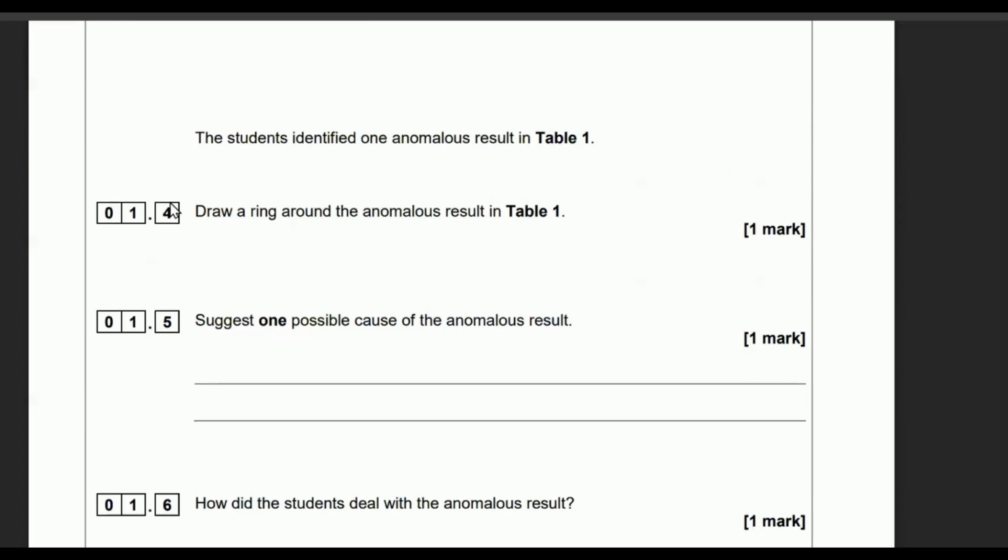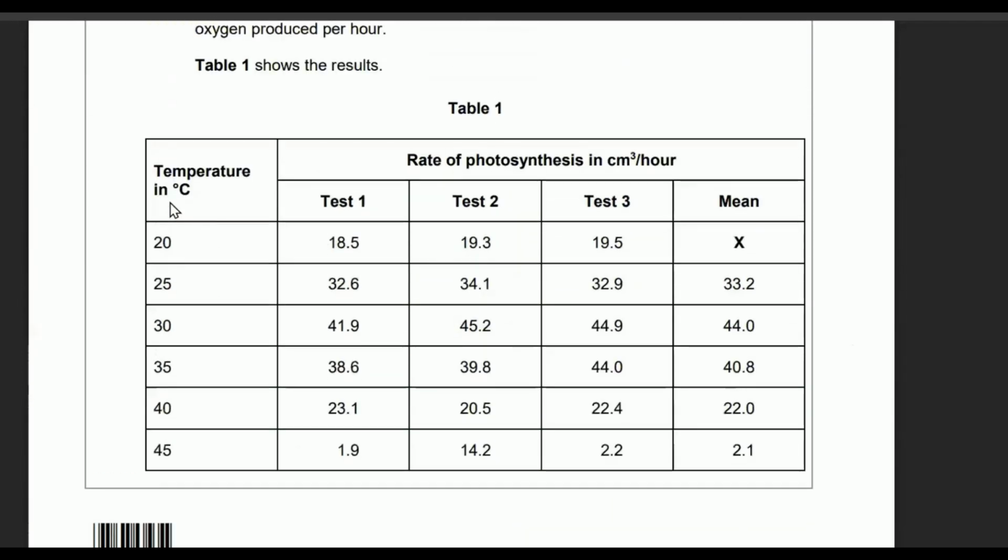Let's go up and find this anomalous result. Let's scan read. So 18.5. The way to spot an anomaly is to compare the repeats. These are all quite similar. 38.6, 39.8, that's quite far out, but still pretty similar. Let's see if there's any worse ones than that. 44.1, 9, 14.2, 2.2. Obviously 1.9 and 2.2 are similar, but it's fairly obvious the 14.2, when you compare it to the other repeats at that temperature, is an anomalous result. So that's going to get you 1 mark for slamming that down.